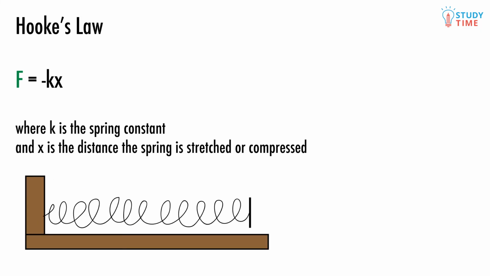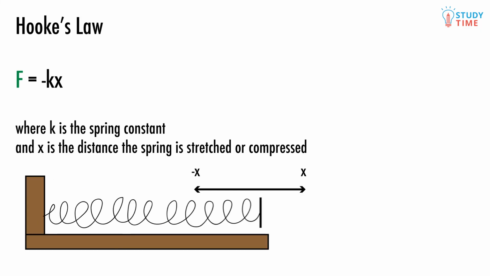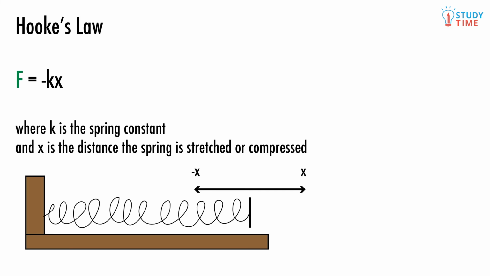If we had the spring set up like this, we might say that stretching was in the positive x direction and compressing was in the negative direction. This minus sign means that the force of the spring is always opposite to the direction that it's stretched or squished in. That k is called the spring constant, and it's a number that just describes how springy the spring is.